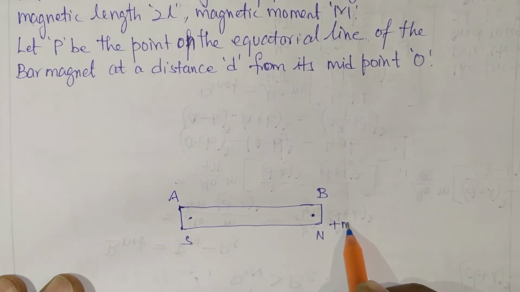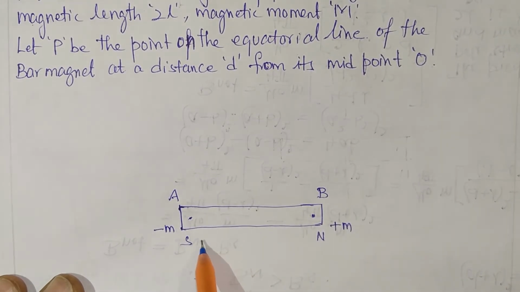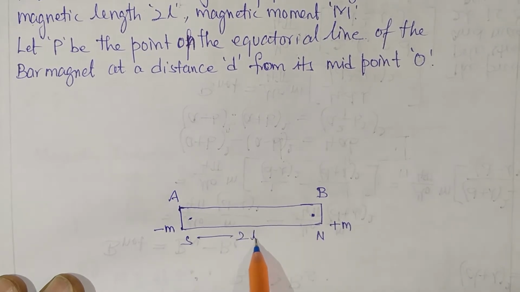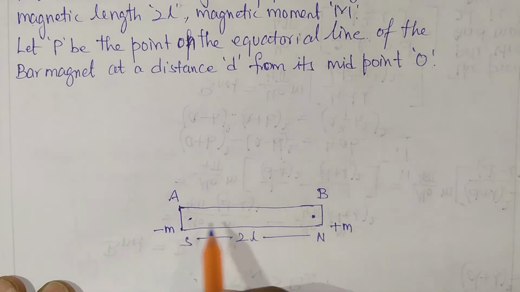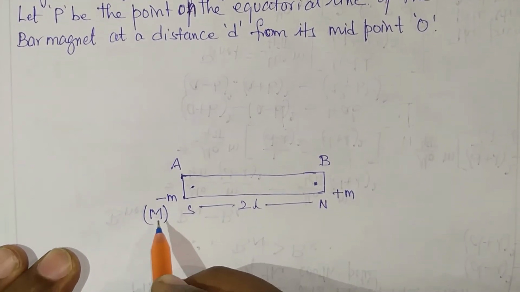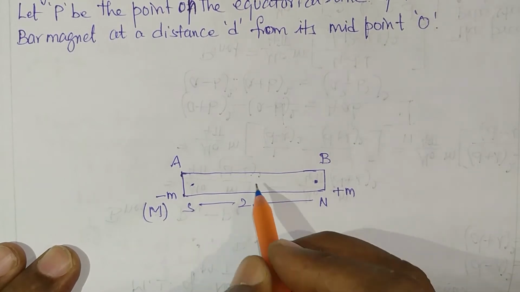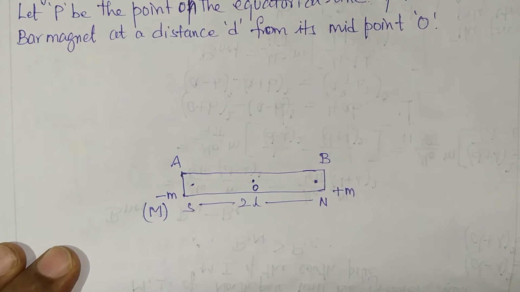Let the pole strengths be plus M for the north pole and minus M for the south pole. Let the length of the bar magnet be 2L, and the magnetic moment of this bar magnet be capital M. Capital M is the magnetic moment of the bar magnet. Let O be the center of this bar magnet.